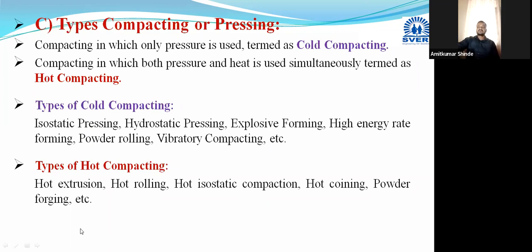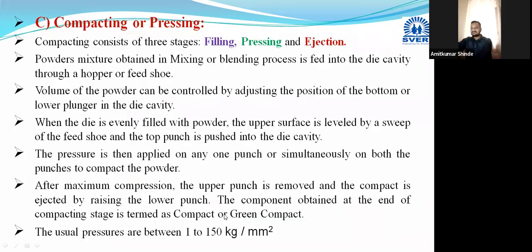Then there are compacting methods where we are using pressure as well as heat simultaneously, and these are termed as hot compacting methods. For example, hot extrusion, hot rolling, hot isostatic compacting, then hot coining, then powder forging. These are methods of hot compacting. Okay, and so depending on our need, we can go for cold compacting or hot compacting. So this is the compacting or pressing.